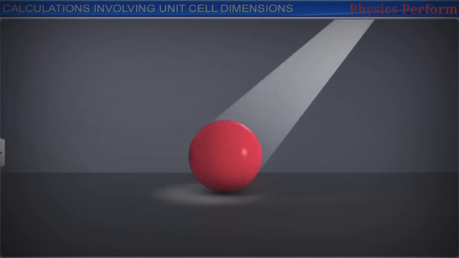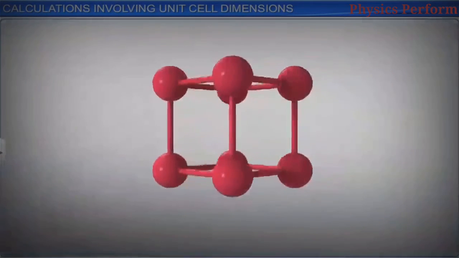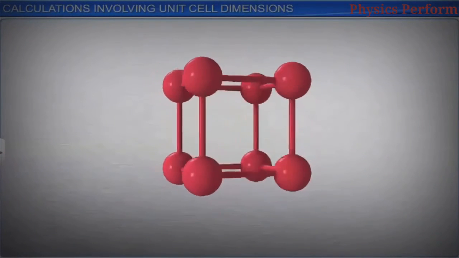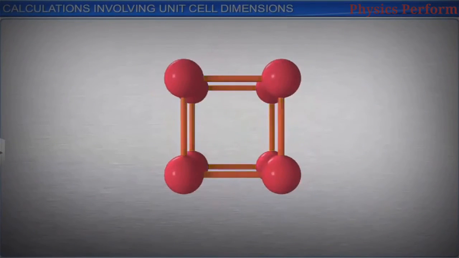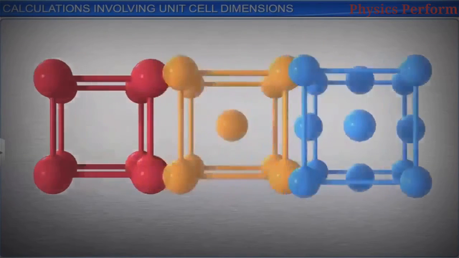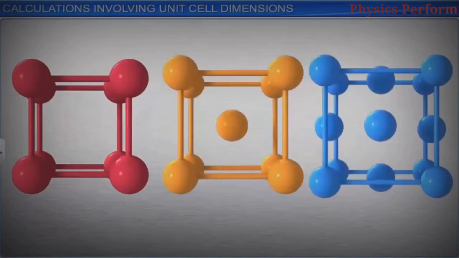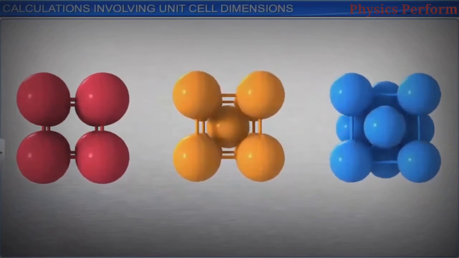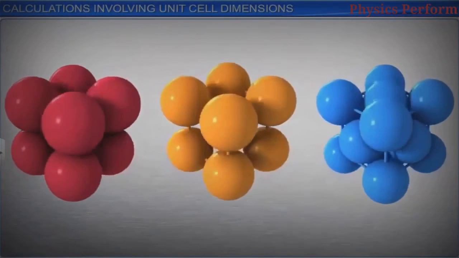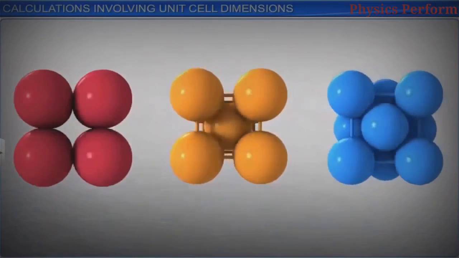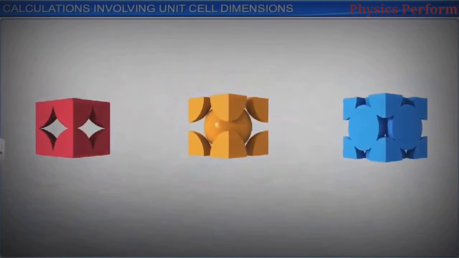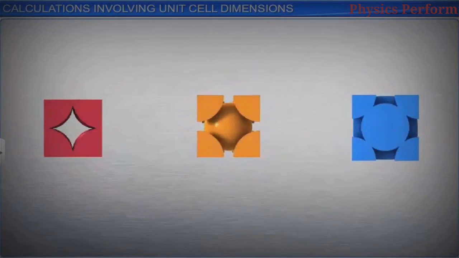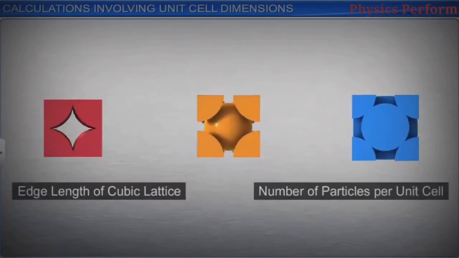By X-ray studies, we can determine the length of the edge of a cubic lattice. Knowing the type of crystal lattice that it has, we can determine the number of particles per unit cell. Once we know the two quantities, we can calculate the density of the crystal.